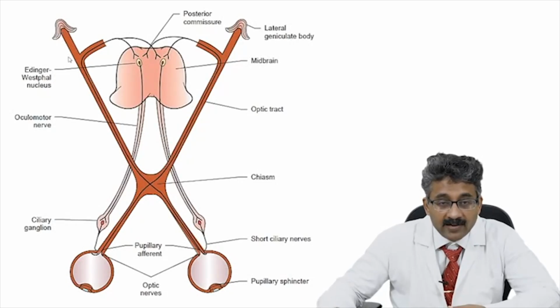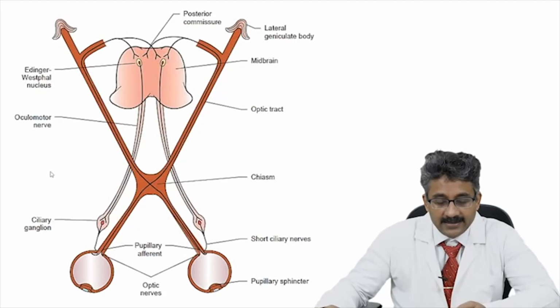So the light reflex pathway is optic nerve, chiasma, optic tract. The pre-geniculate fibers, without going to the lateral geniculate body, will synapse in the Edinger-Westphal nucleus of the same side as well as the contralateral side, and then it comes to the oculomotor nerve, synapses in the ciliary ganglia, and then through the short ciliary nerve, it supplies the sphincter pupillae.